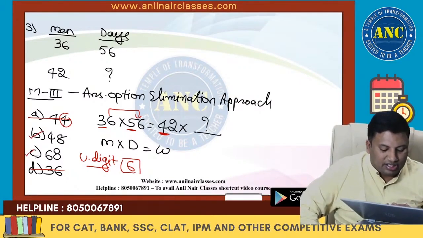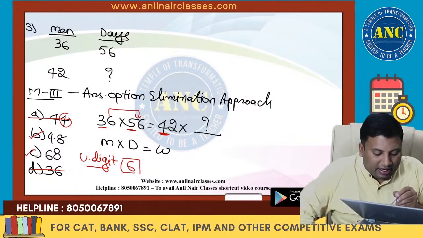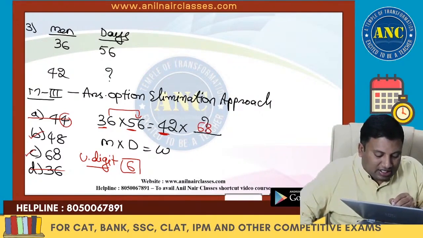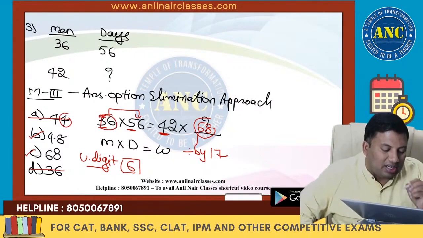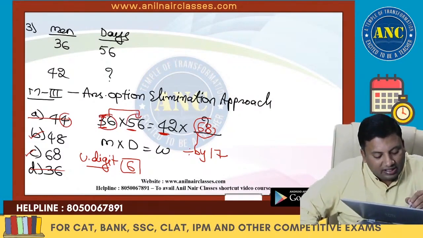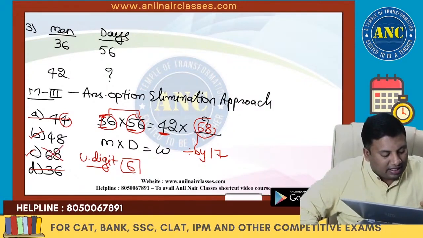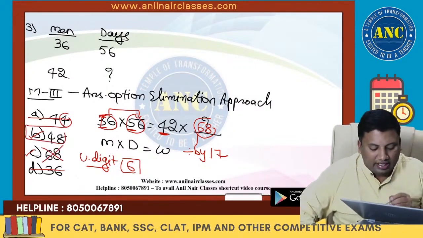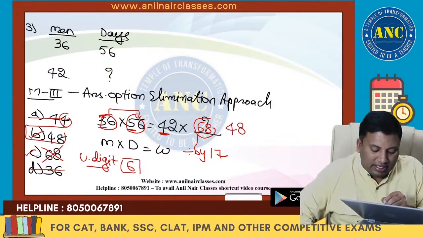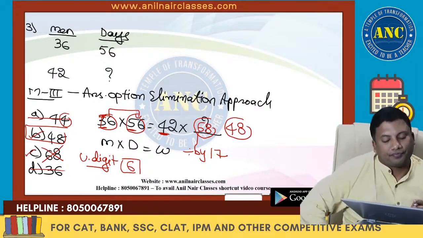48 and 68. Now just by looking at the question, suppose I take 68. 68 is divisible by a prime number 17. 36 is not divisible by 17. 56 is not divisible by 17. 68 is eliminated. So what is the answer? 48. I hope it is clear.